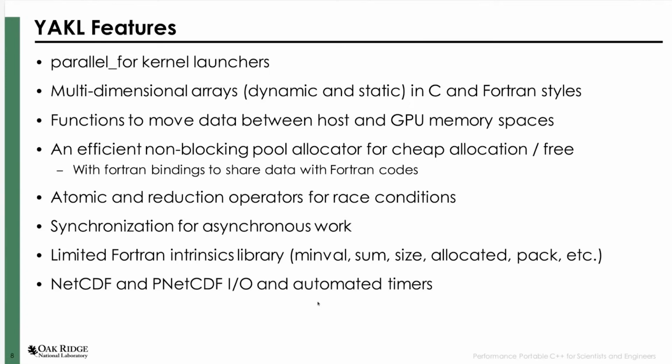So you could think of the static ones as automatic arrays in Fortran, and the dynamic are the ones that you actually call allocate on. And you can do these in C style or Fortran style. And when I say Fortran style, I'm talking about column major ordering and lower bounds that are arbitrary and default to 1 and basic array slicing. We have functions to move data between host and GPU memory spaces.